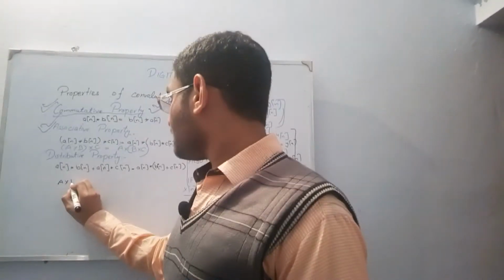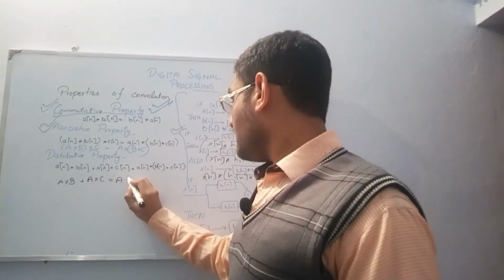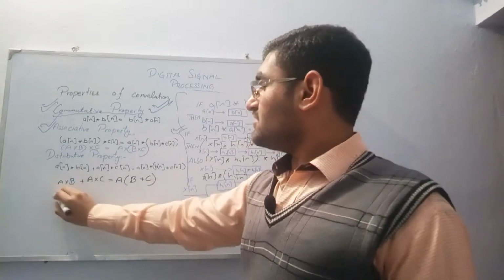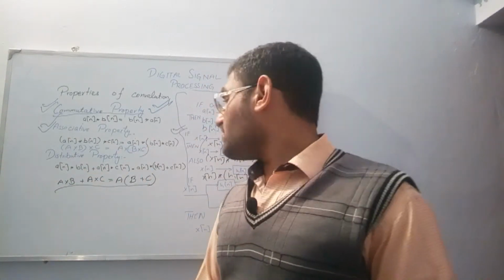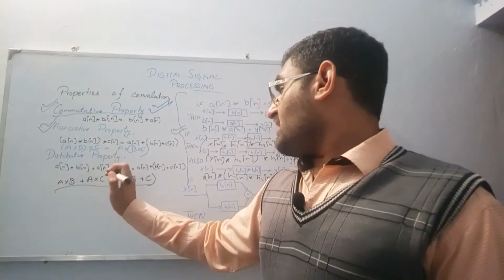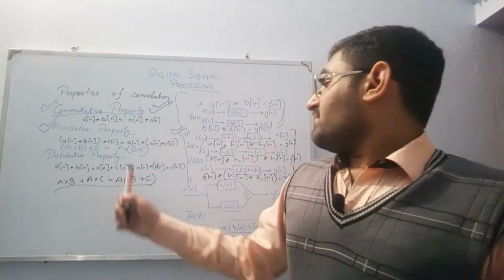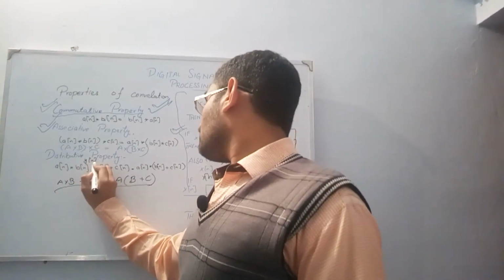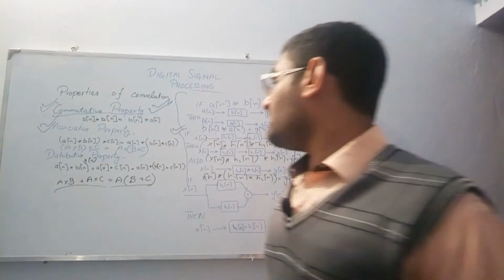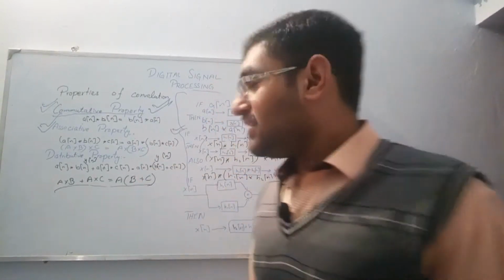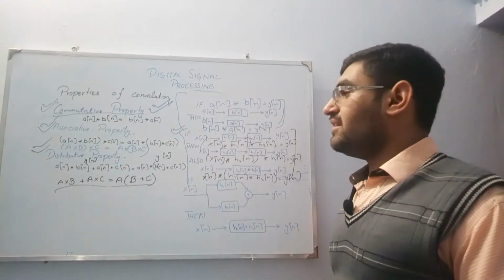As we know, a into b plus a into c is equal to a into b plus c. This is the mathematical representation of the distributive property. And in convolution, if I convolve a of n with b of n and then convolve a of n with c of n and add both results, this will be y of n, let's suppose. And if I add b of n and c of n, then convolve with a of n, and this comes out to be y of n, then this property will be held by the system. And this is another property of convolution.